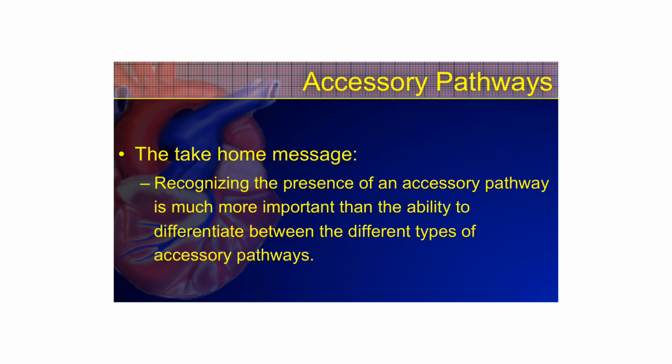So what's the take-home message when it comes to accessory pathways? The take-home message is recognizing the presence of an accessory pathway is much more important than the ability to differentiate between the different types of accessory pathways, right? Once you identify that somebody's got an accessory pathway, you know they're at risk for reentry tachycardia. If you see that FBI, that fast, broad, irregular rhythm, be ready to treat it. Also know which medications to stay away from. Your calcium channel blockers are a big no-no when you're dealing with accessory pathways. And keep that in mind. Even amiodarone is not the safest medication.